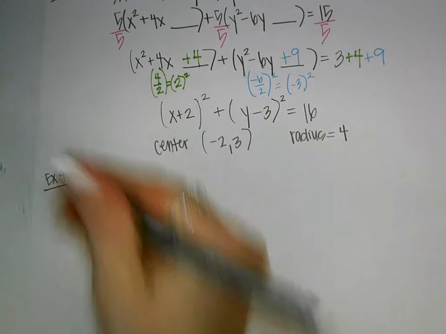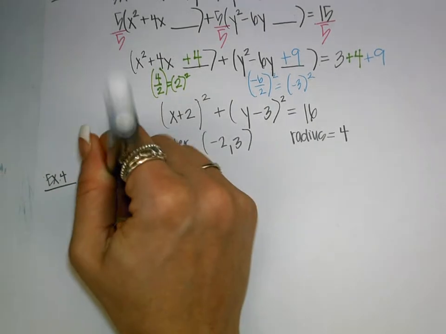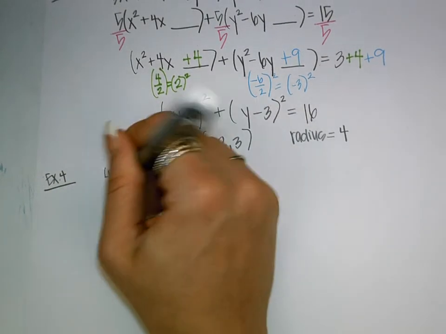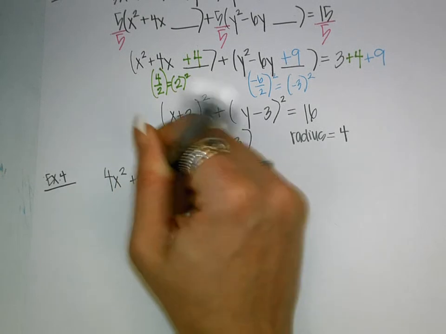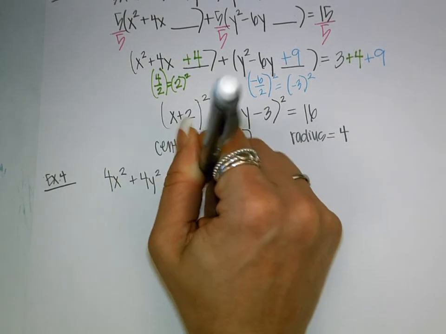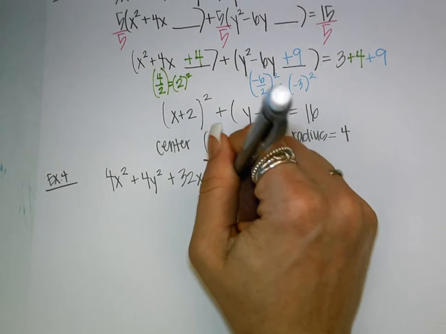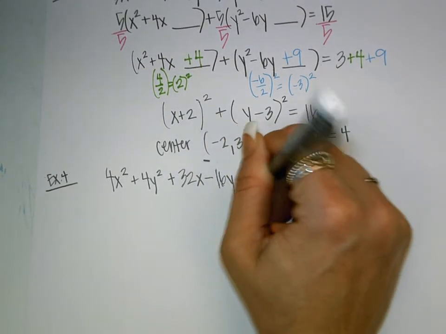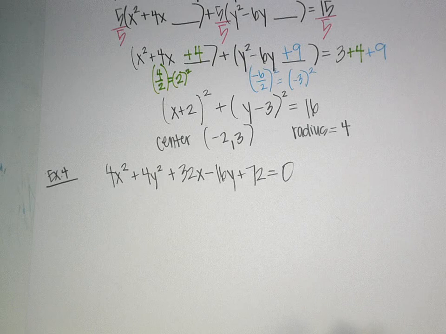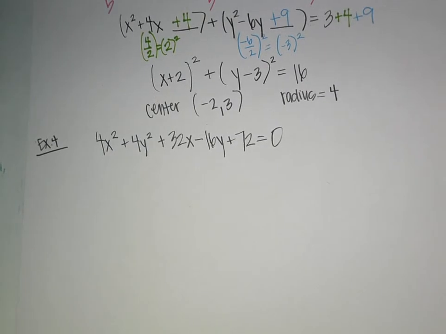Okay, one more of this kind. Again, I want you to rewrite this in the standard form. So 4x squared plus 4y squared plus 32x minus 16y plus 72 equals 0. Any ideas? Where do you think I start on this?